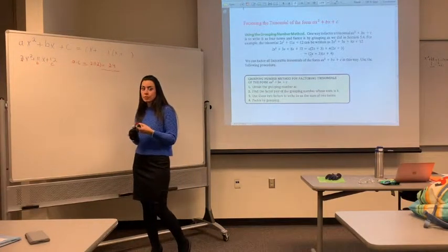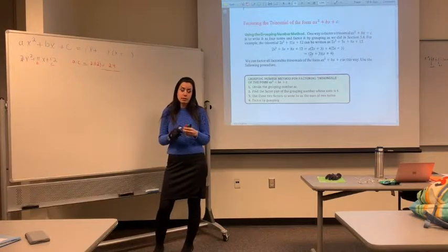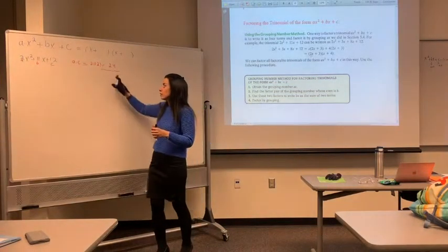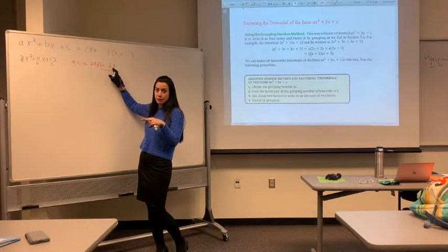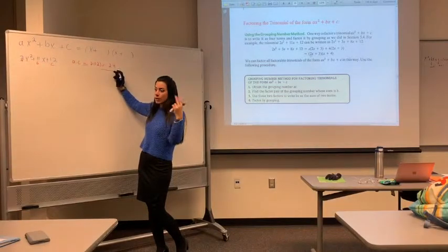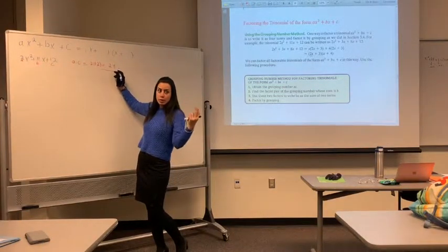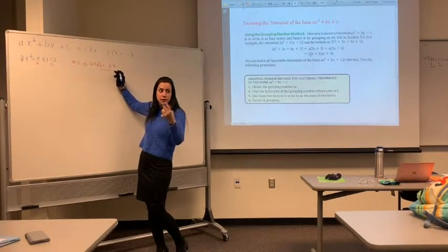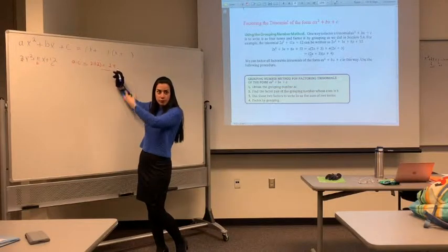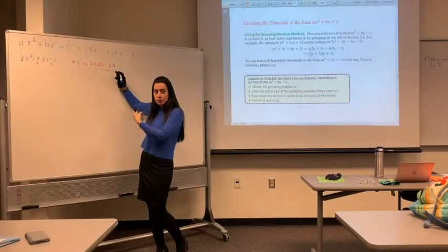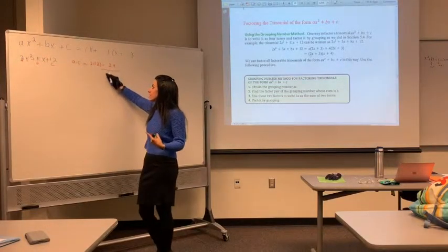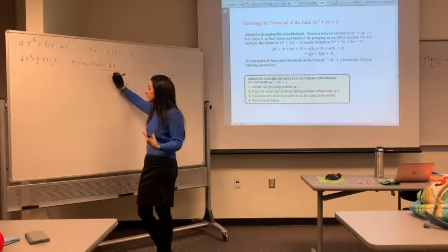So the first step, multiply A to C. The second step, write down all the combinations of the numbers that multiply each other to give us 24, like 1, 24, negative 1, negative 24, 12, 2, negative 12, negative 2. Like before, we were finding m multiply n, correct?